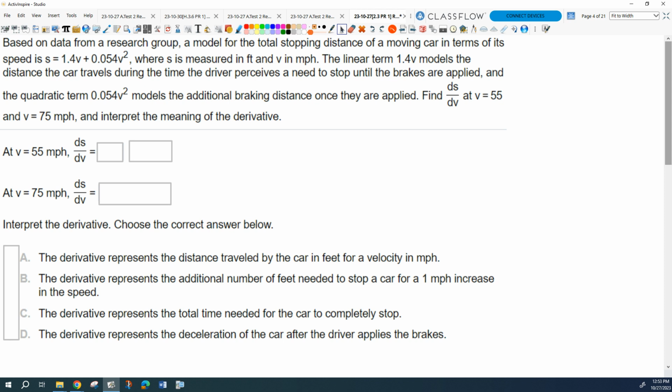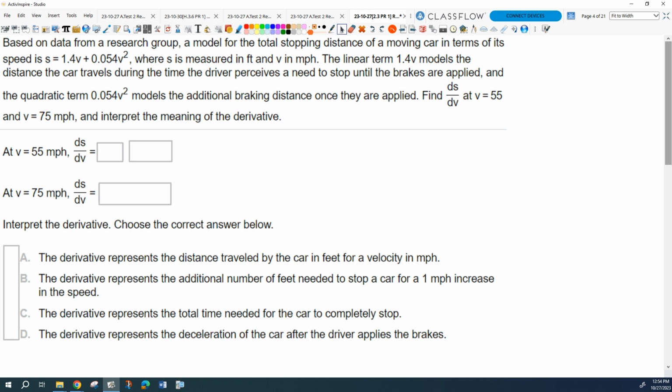Okay, so how about this one here? This is actually a really important one. You guys need to know about this. Here's my dad hat again. Based on data from a research group, the model for total stopping distance of a moving car in terms of its speed is this function. Stopping distance S is a function of speed V, where S is measured in feet and speed V is measured in miles per hour.